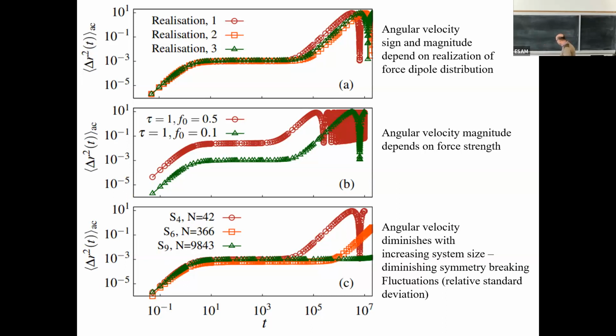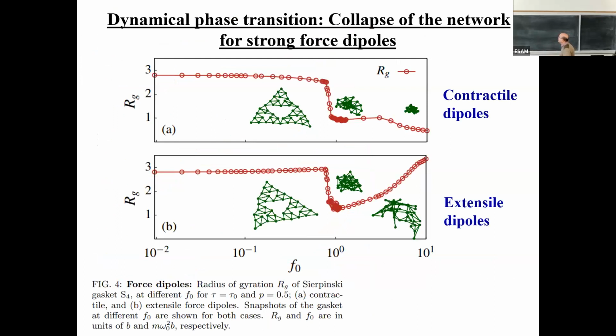So for infinite system size, then it's not going to be there. Another interesting thing is a collapse, and then I finish by that. So I'm over time by 2 minutes, or maybe.